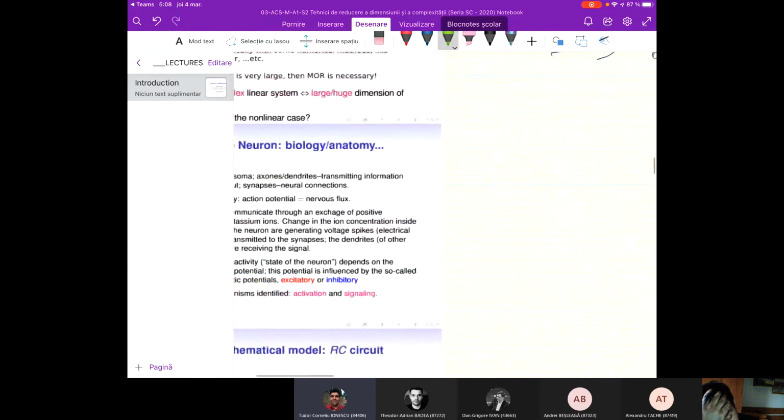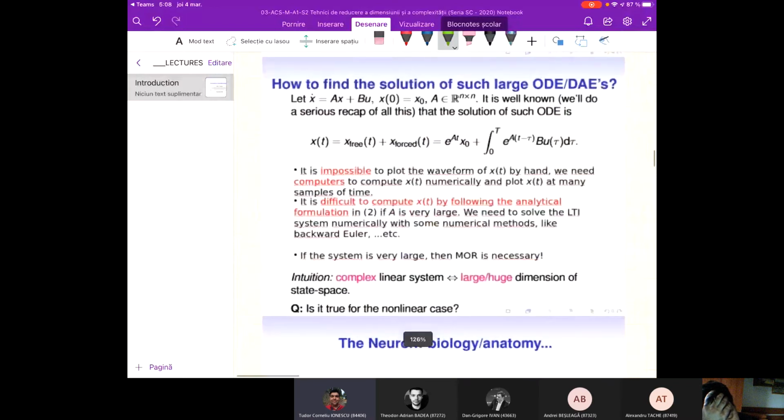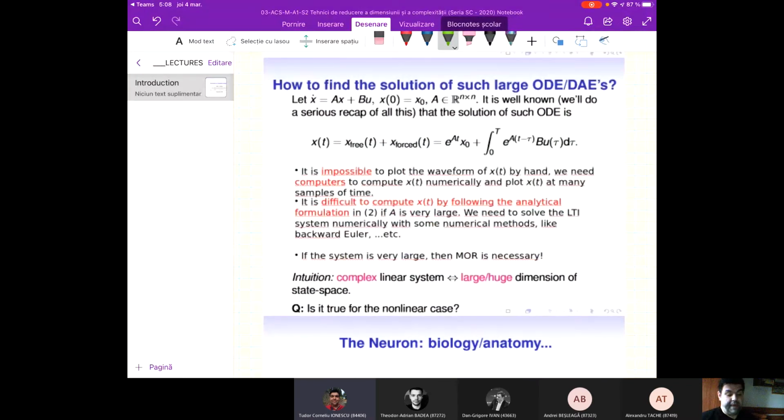That being said, we go back to the general system. So how do you find the solution of such large ODEs, DAEs? We have the solution of the equation x dot equals Ax plus Bu with the initial condition x of 0 equals x naught, and A an n-dimensional square matrix.